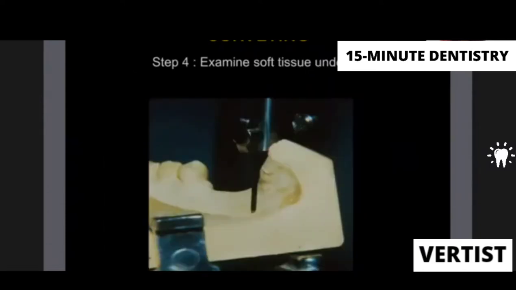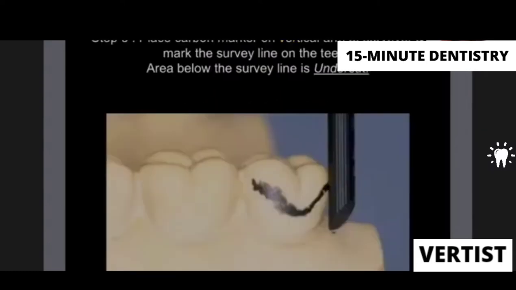You check for the soft tissue undercuts. You mark your survey line. So that's your height of contour, because that's your maximum bulge. And as you can see, with your carbon marker, you're marking your survey line. The area below the survey line is your undercut area. So that's a diagrammatic representation of what surveying is all about.